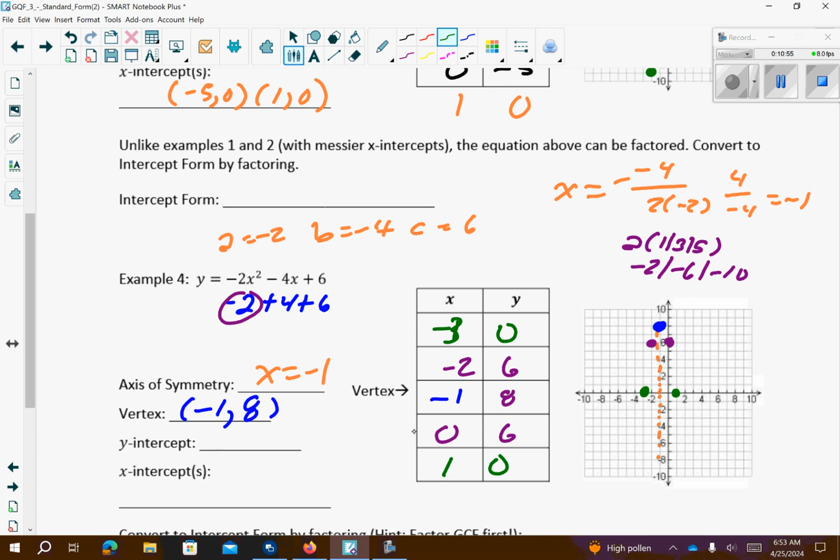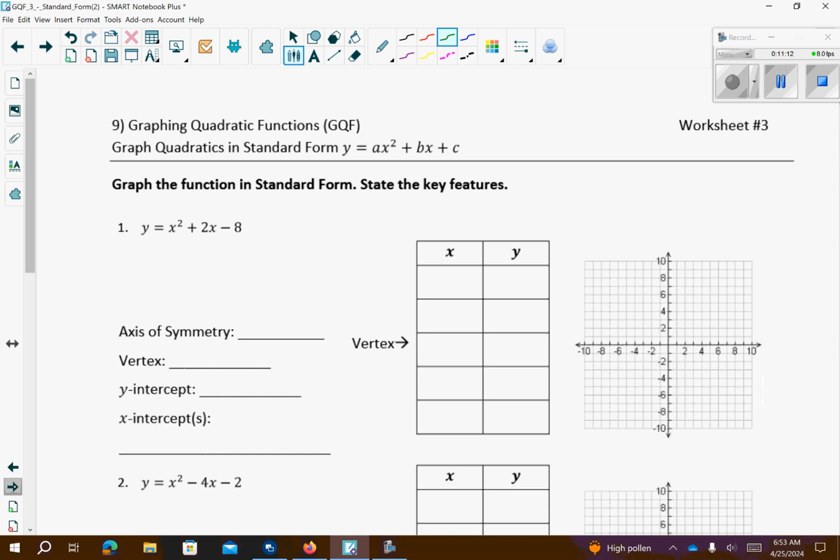So the y-intercept, we see the y-intercept right there. Y-intercept's at 0, 6. Remember that 0, c, so it's always going to be that value. The x-intercepts we happen to know is -3, 0, and 1, 0. Okay, again, this one could have been factored, but I want to give a large amount of time to work on this worksheet and get it all finished.